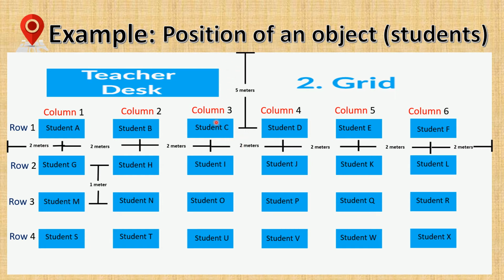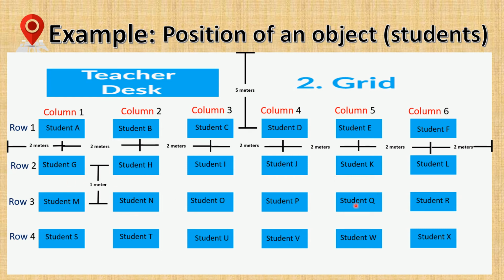So how about student letter G? So student letter G, you can say he is located, so from the front wall, 5 meters plus 1 meter, so that is 6 meters. So student G is located 6 meters from the front wall and 2 meters from the left wall.